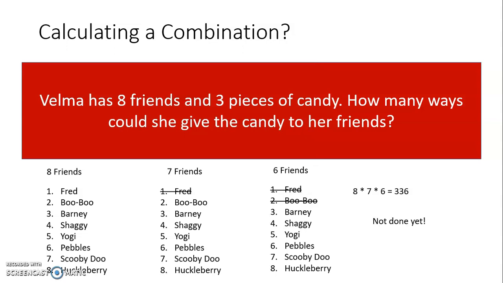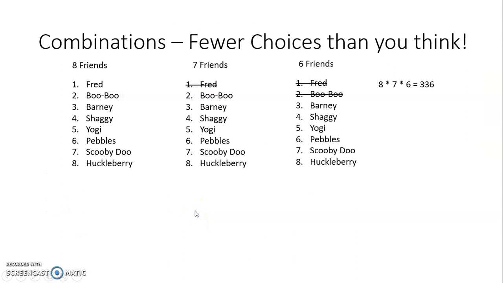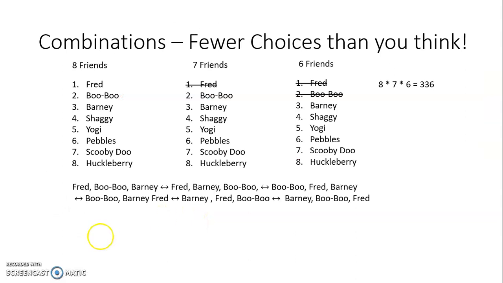But we're not done yet because we want to know combinations. It doesn't matter if Fred goes first or if Boo Boo goes first. So remember, you could go Fred, then Boo Boo, then Barney, or Fred, then Barney, then Boo Boo, or any of these 6. These are the 6 different ways you could order those 3 people that are getting the candy from Velma. And so what we need to do is divide both sides by 6. Those 6 permutations are all identical if we don't care what order we hand out the candy. So we need to divide by 6.